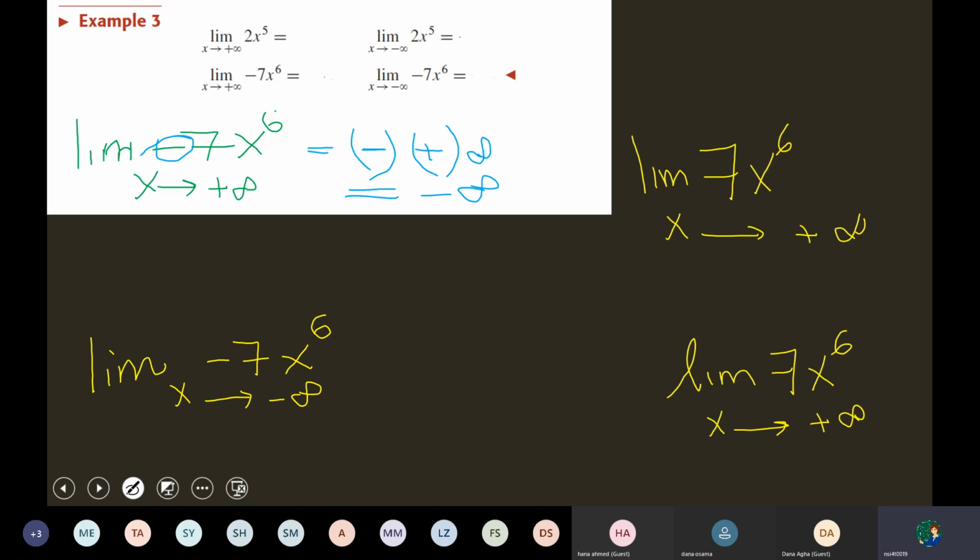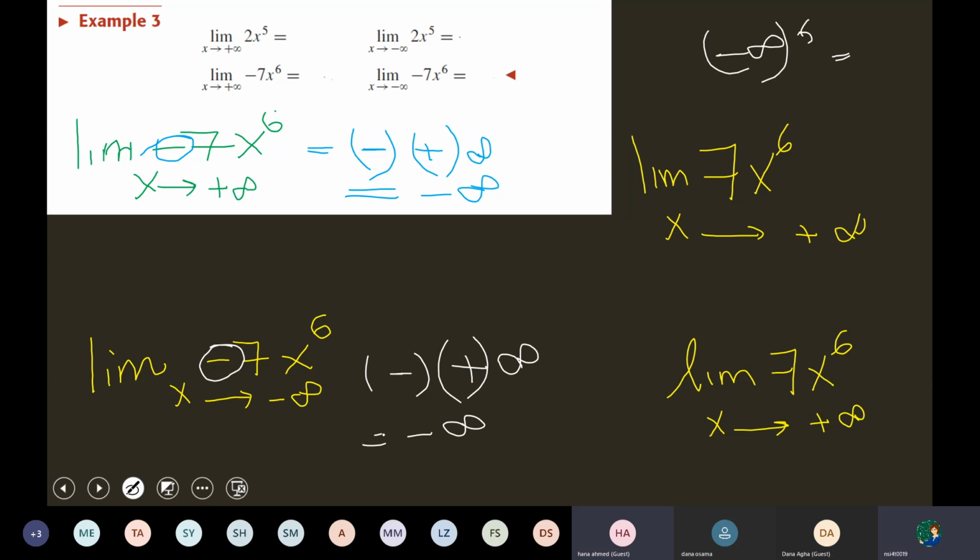Let's do now limit of negative 7x raised to 6 when x approaches negative infinity. Here I have a negative sign. Then negative infinity raised to an even number, what will the sign be? Positive infinity. Thank you. The answer will be negative infinity.